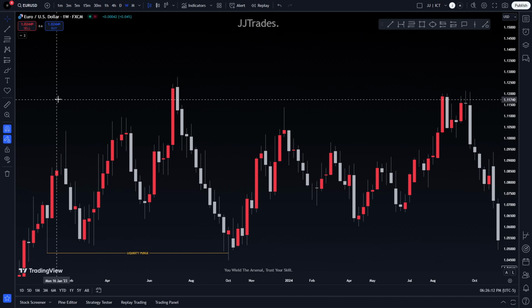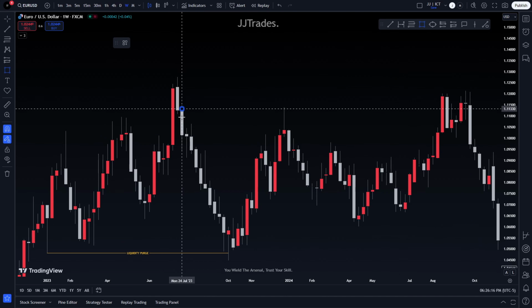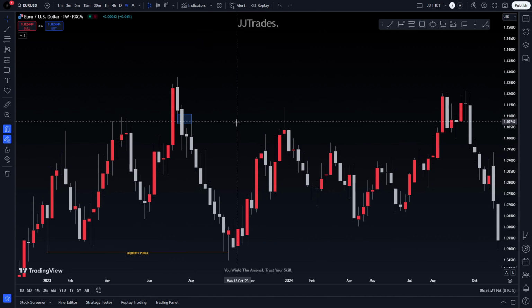Then we still have the rest of this fair value gap. We're going to keep this fair value gap in mind right along here. If I can even get it, if my mouse doesn't bug out. There we go. So we have the rest of that fair value gap right there.